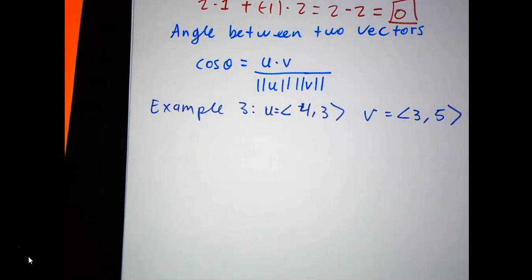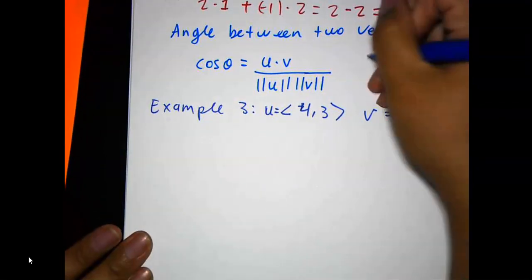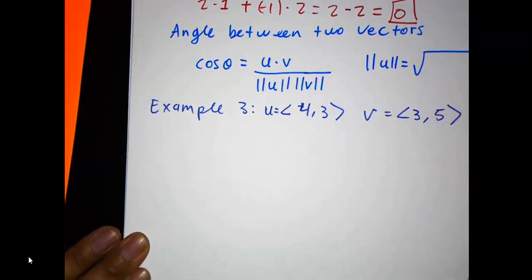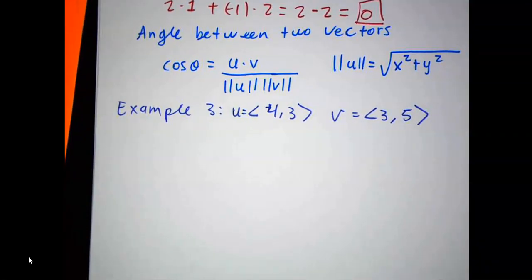Our next part is the angle between two vectors, and it's cosine of theta equals u dot v over the magnitude of u times the magnitude of v. Do you guys remember from yesterday how I get a magnitude? In this case, the initial point is at the origin, so all we had to do is square the x value, square the y value, and add them.